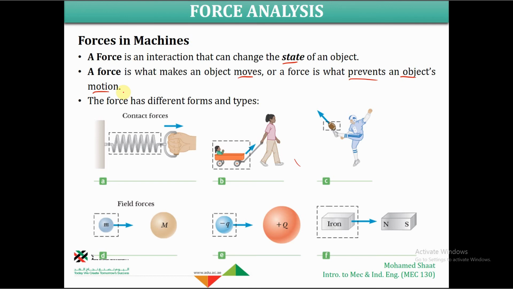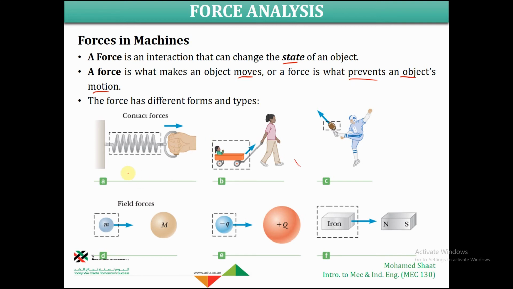So all of these are different definitions of force, but the simplest and most accurate definition is as represented by Newton's law: force is something that tends to change the state of the object. And in engineering applications, we have many different types and forms of forces. We may have a mechanical force, like the spring force.